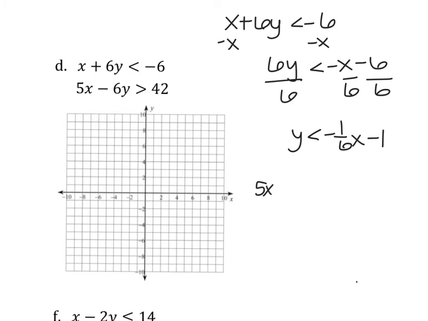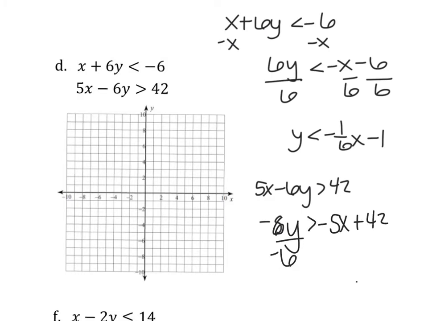Go ahead and solve this other one. Subtract 5x from both sides. Divide by -6. And remember, when you divide by a negative, you have to flip the sign. So it's going to be y is less than positive 5/6x minus 7. Okay, now we're ready to graph.